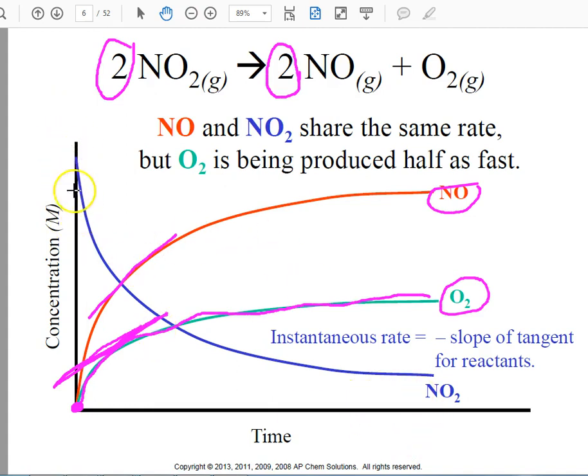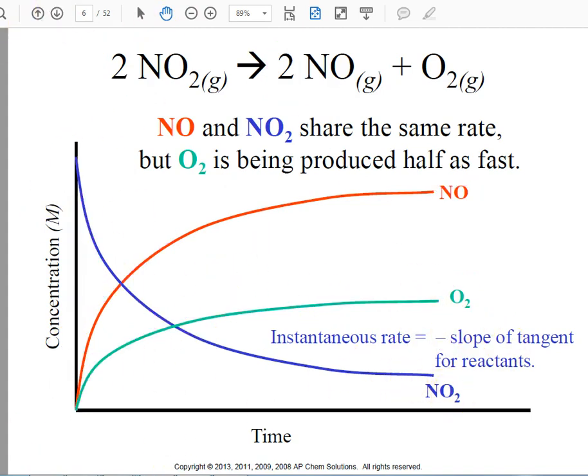For a reactant, as it goes down, you would still find the tangent line if you wanted to know how fast it was going at any point. But notice your slope would be negative, and your rate is never negative. So your rate is equal to negative that slope. And that negative sign is just there for the reactant so that our rate will be positive, because the slope, as you can see there, is negative.